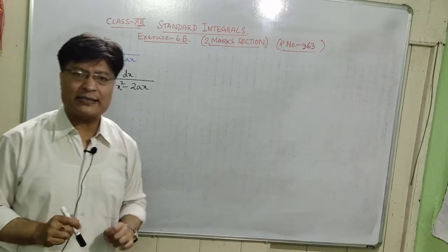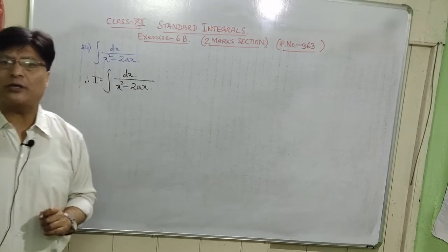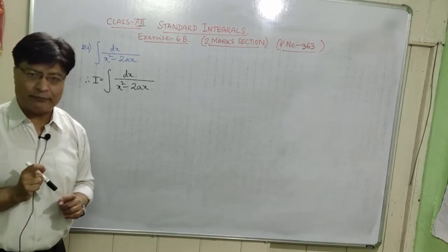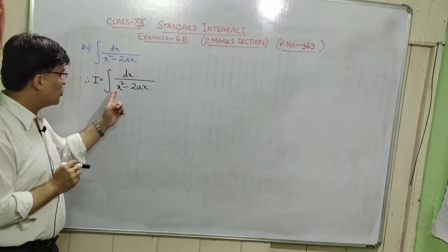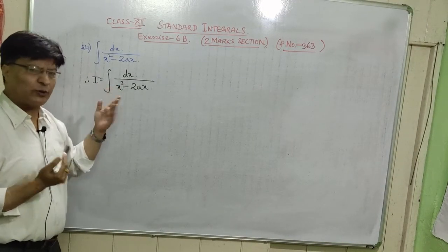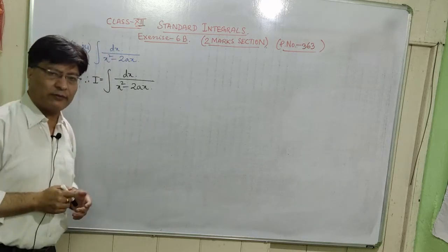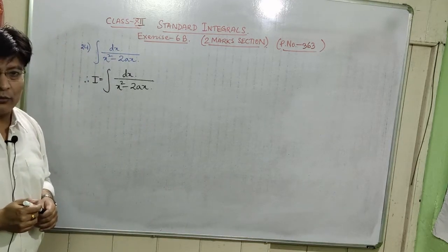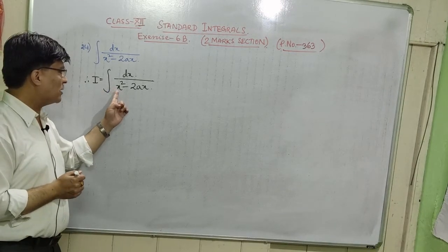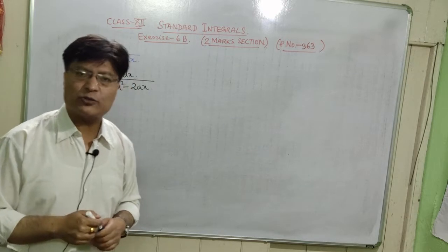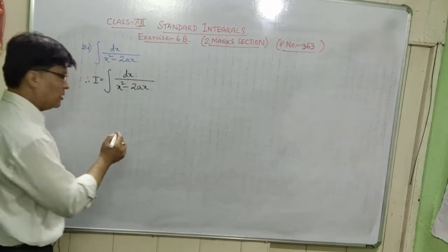But before that, always make the coefficient of x square positive 1. Okay, so already here the coefficient of x square is 1, so you don't have to make it 1 here because it is already positive 1. So there are two terms here, x square minus 2ax. So let us convert it into the form of a square minus 2ab plus b whole square.